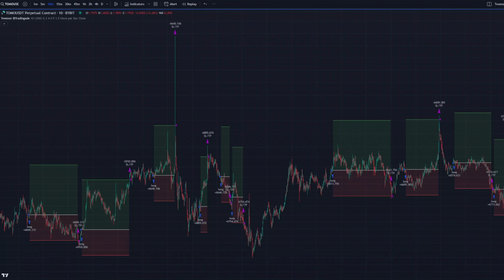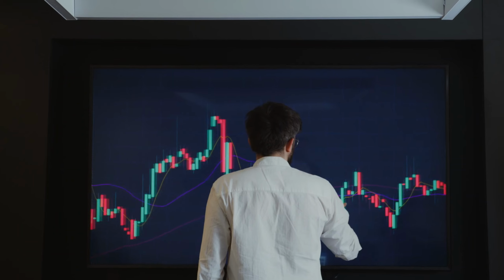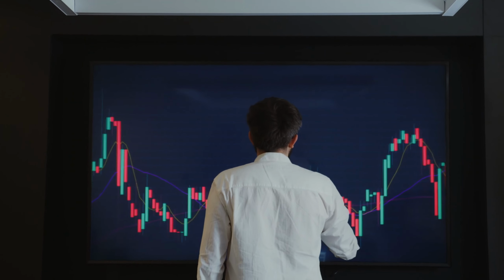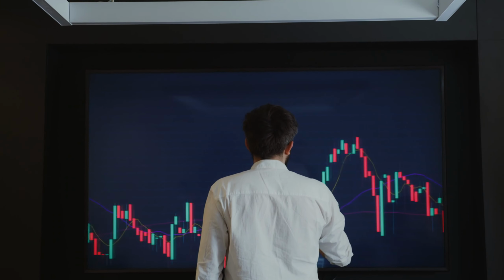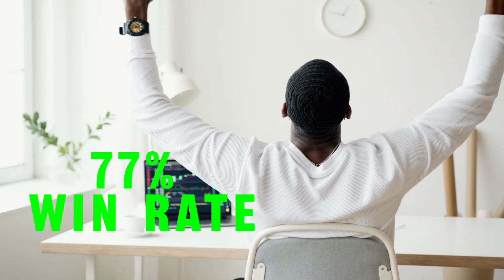Are you on the hunt for a potentially profitable trading strategy that doesn't sacrifice simplicity? Today, we're gonna see a scalping strategy based on another powerful candlestick pattern that can potentially generate 100% with no leverage and a 77% win rate.